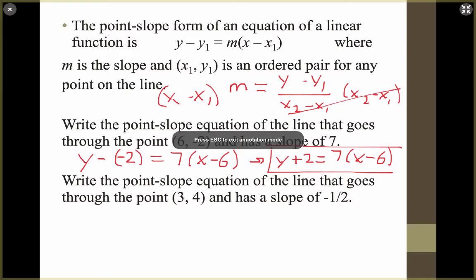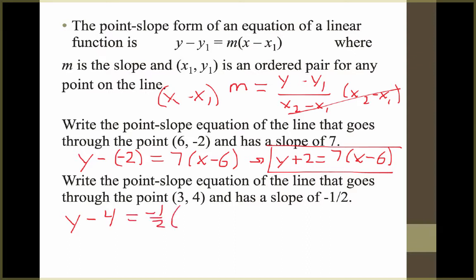We're going to do the next one. It's doing the same thing. We're going to plug in our point. So our y-coordinate is 4, so y minus 4. Our slope is negative 1/2, and our parentheses is x minus our x coordinate, which is 3, and this is in point-slope form.